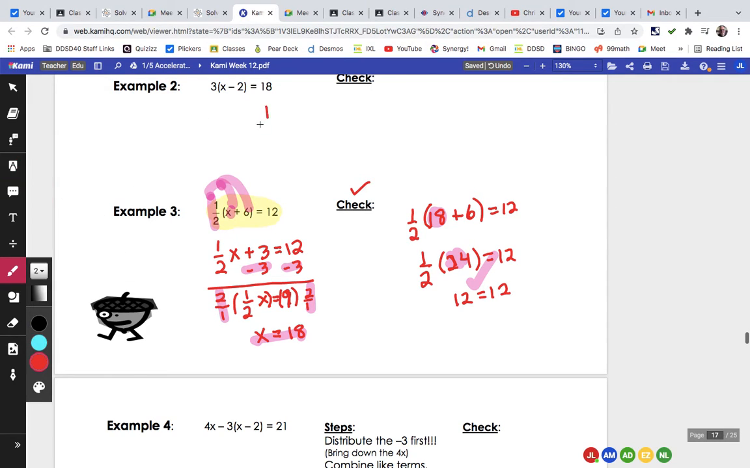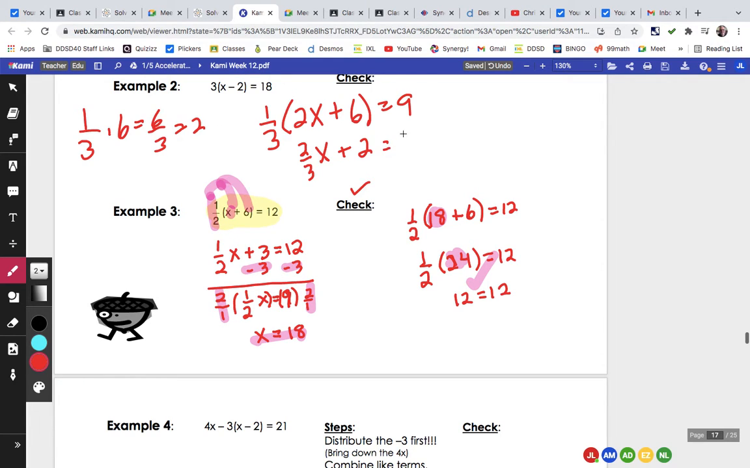What if we had 1/3 parentheses 2x plus 6 equals 9. So we would do 1/3 times 2x. That would be 2/3 x. 2 times 1/3 is 2/3. 1/3 of 6 is 2. So in other words, 1/3 times 6 is equal to 6 divided by 3, and that's equal to 2, equals 9. We're going to subtract 2 from both sides, and I'll finish it right here.